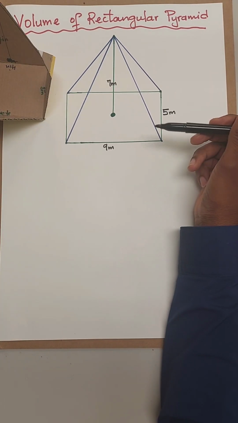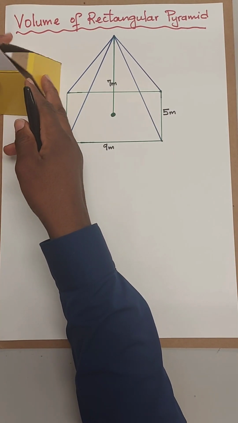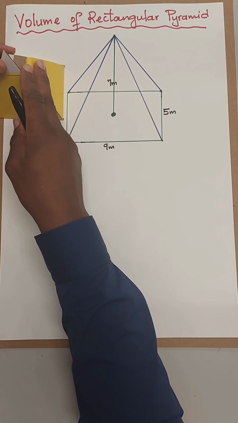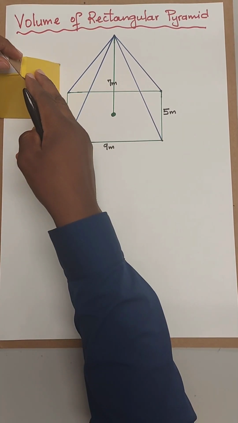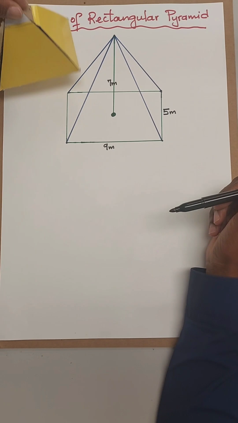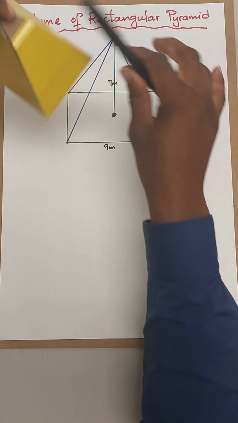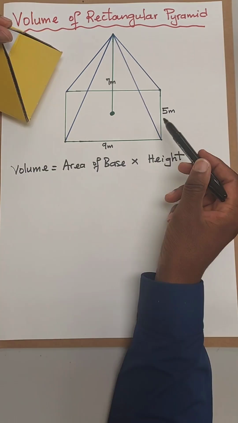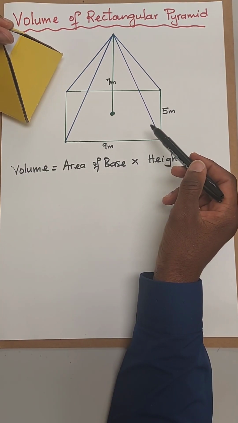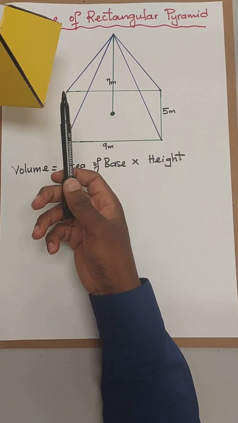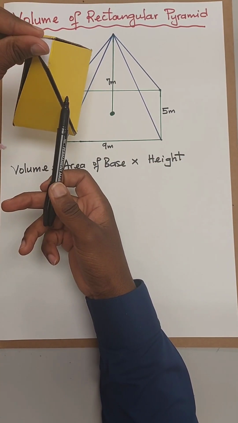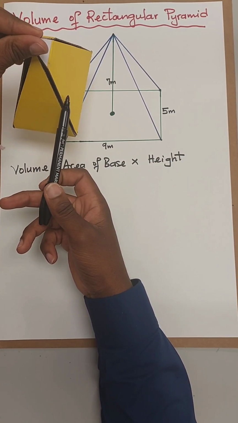So bringing in a model of a rectangular pyramid, this is what it will look like. This is a three-dimensional model of a rectangular pyramid, and we want to find how much space is inside. The base is a rectangle, yes, but when we move up somewhere here, that rectangle gets smaller.